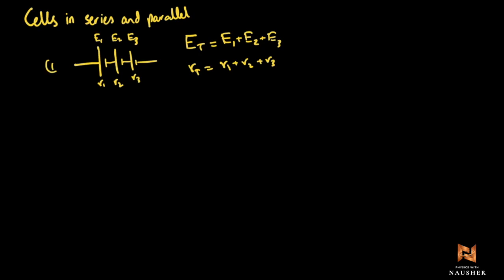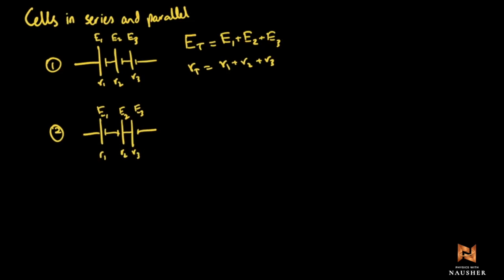What if I arrange the cells in a slightly different way, like this? So this is E1, this is E2, and this is E3. R1, R2, R3. Now what will your total EMF be? It will be E1 माइनस E2, क्योंकि E2 आपने उल्टा लगाया है और E3 आपने सीधा लगाया था, तो प्लस E3.